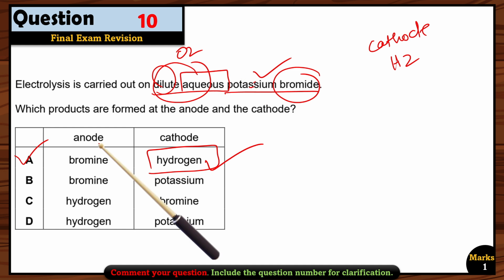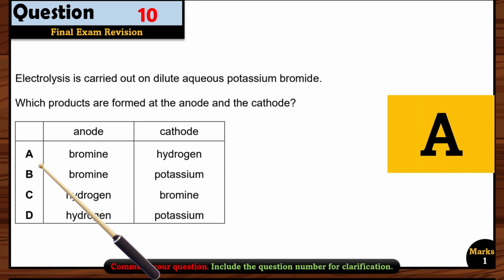But because we have no other option, it is sometimes possible for the halogens to be produced at the anode. Bromine gas can be produced at the anode instead of oxygen. Sometimes they compete, so bromine can also be produced there. But if you have the oxygen option, you have to prefer that option if this is dilute. Since we don't have that option, we will choose option A. So that's why option A is the right option.